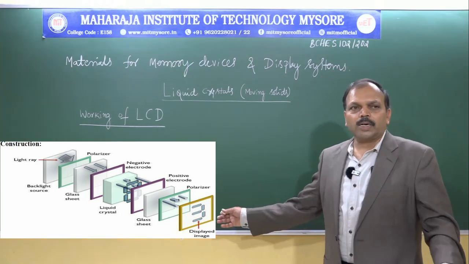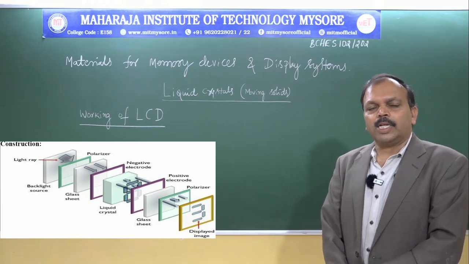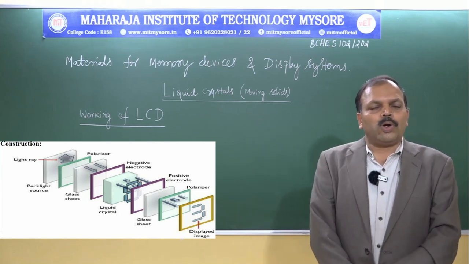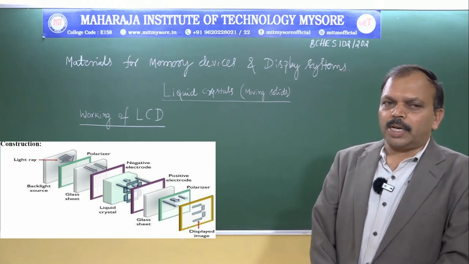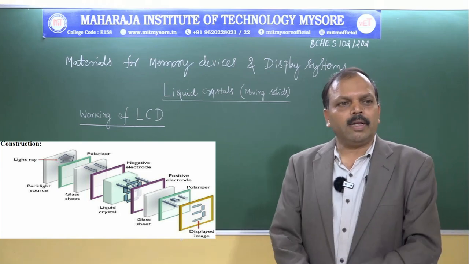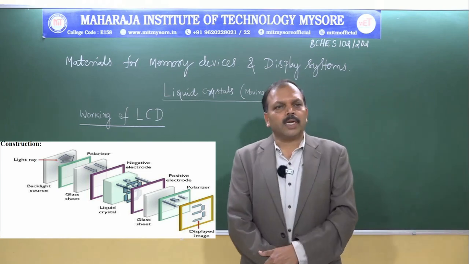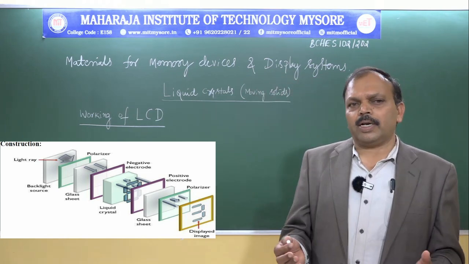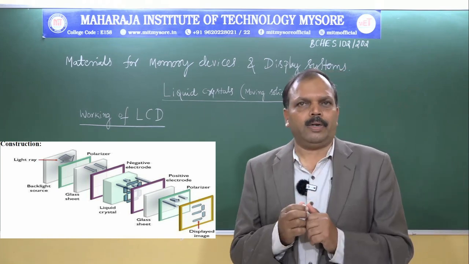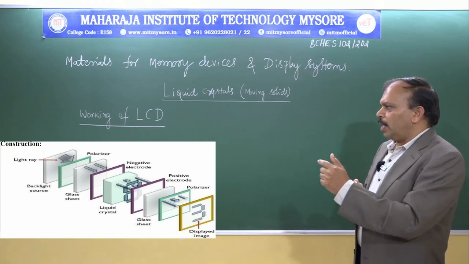So coming to the working of LCD, the backlight provides illumination of the LCD panel. When no voltage is applied to the liquid crystal layer, the liquid crystal molecules are randomly oriented. When a voltage is applied to the electrodes, it creates an electric field that causes the liquid crystal molecules to align with the field.